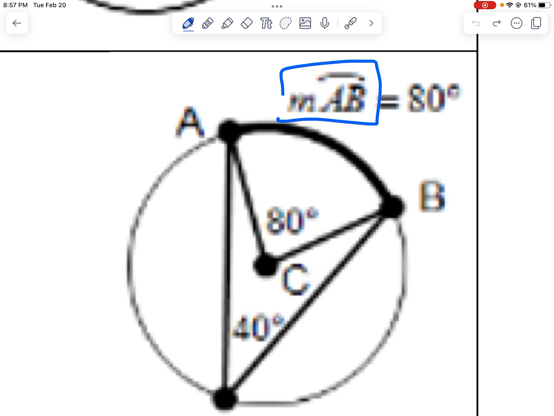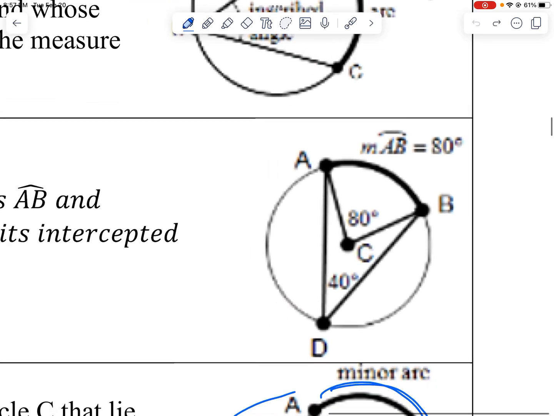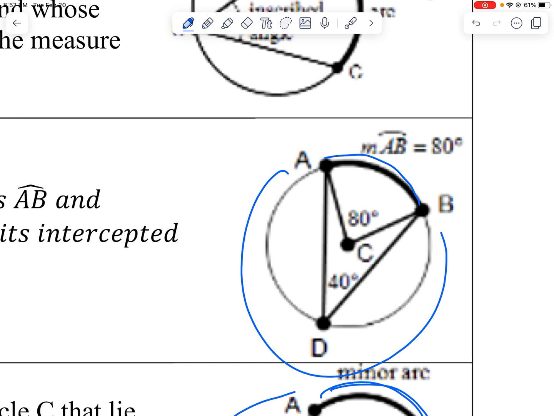The M in front of the arc name just means measure of that arc, and we measure arcs by how far around the circle it's gone. So this has gone 80 of the 360 degrees around the circle.